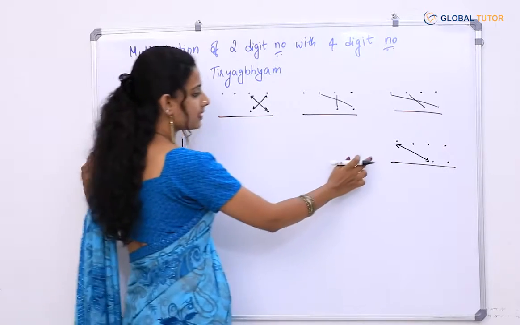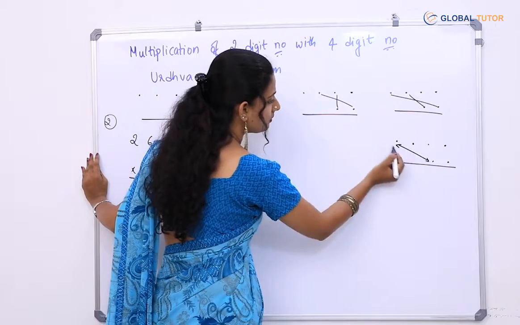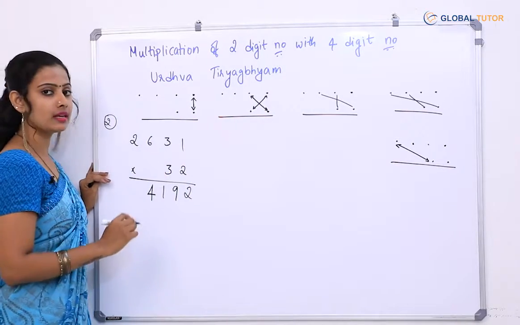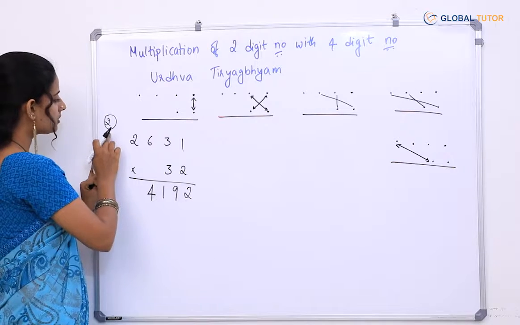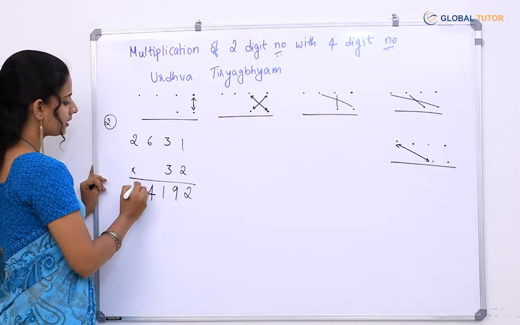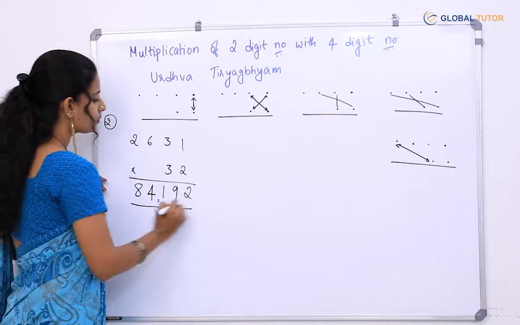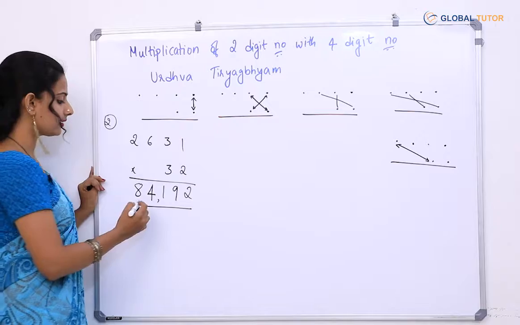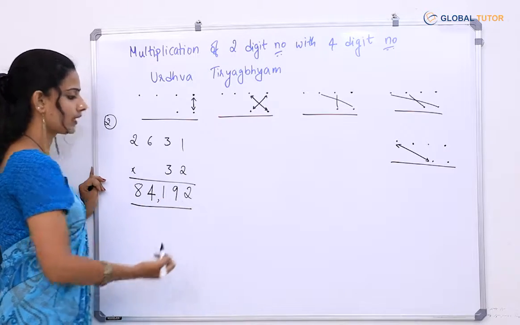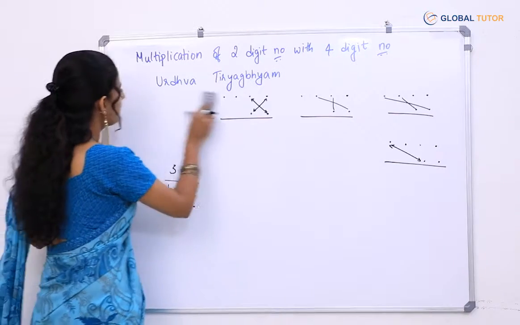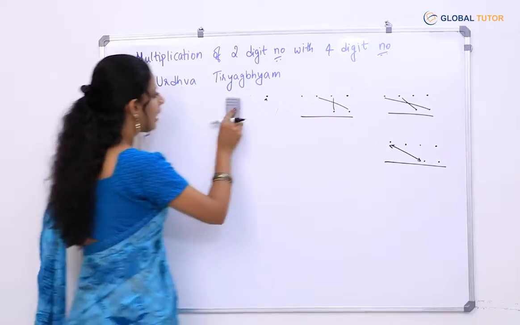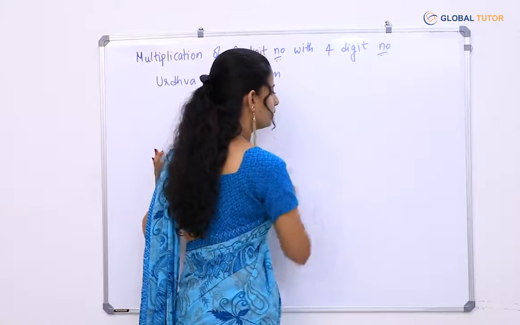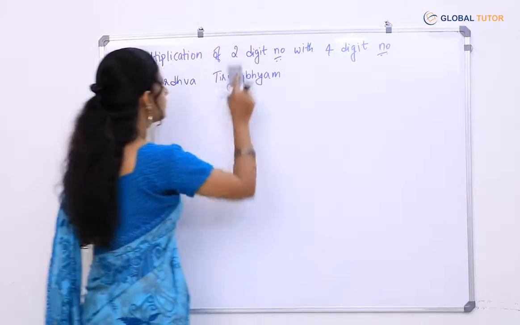What is the last step? Multiply the last two digits. So it is 2 into 3 which is 6. So you add this 2 to this 6, then it becomes 8. So when you multiply 2631 with 32, the answer you get is 84,192.